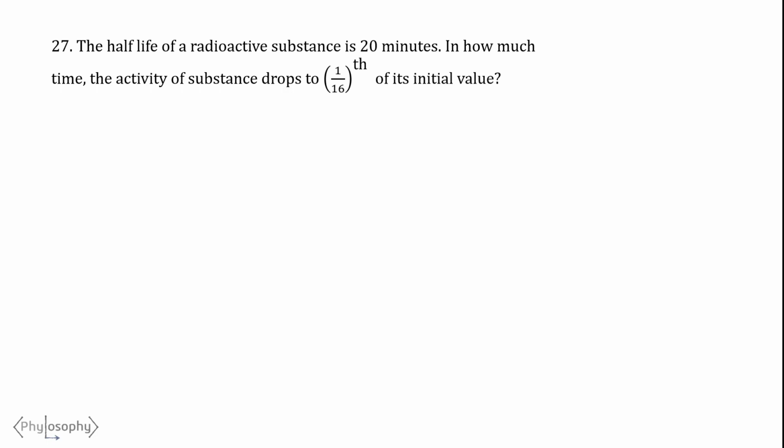The half-life of a radioactive substance is 20 minutes. In how much time will the activity of the substance drop to 1/16 of its initial value? So these are the four options.